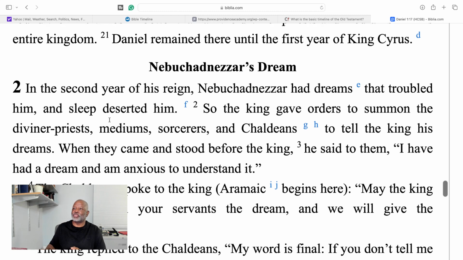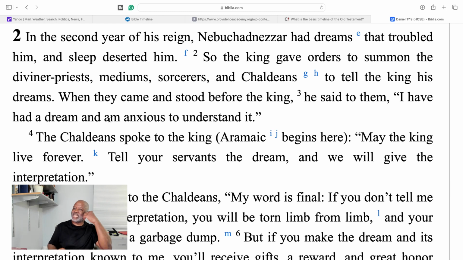Okay, here we go. Chapter 2. It says, in the second year of his reign, Nebuchadnezzar had dreams that troubled him, and sleep deserted him. So the king gave order to summon the divine priests, mediums, sorcerers, and Chaldeans to tell the king his dreams. And when they came and stood before the king, he said to them, I have had a dream and am anxious to understand it.